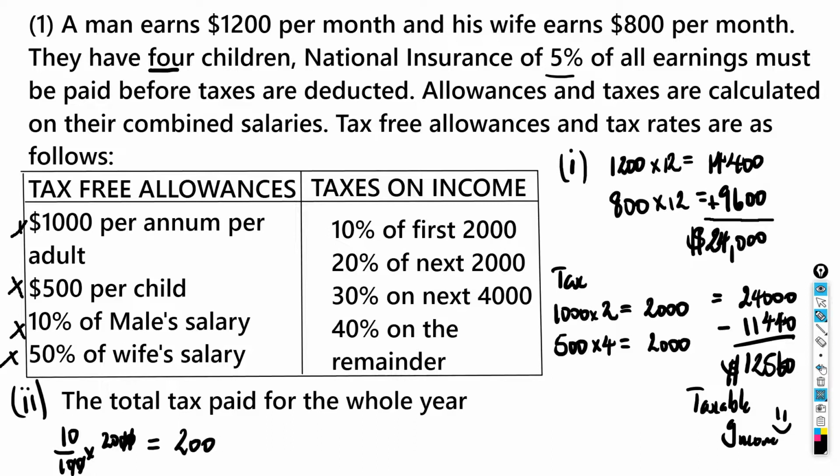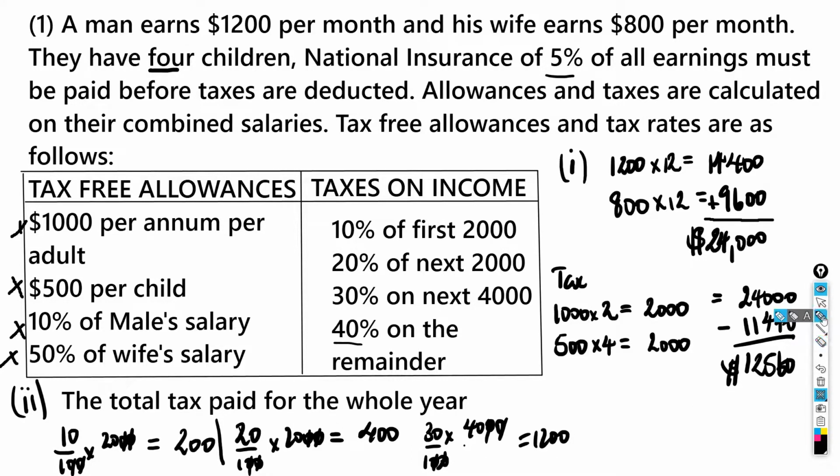Yeah, it is $200. All right. And then we have to find 20% of the next 2,000, right? So that's 20%. Let's just put a line there. 20% of the next 2,000. So this is actually $400, right? And then you have to find 30% of the next 4,000, okay? And this is actually $1,200, okay?